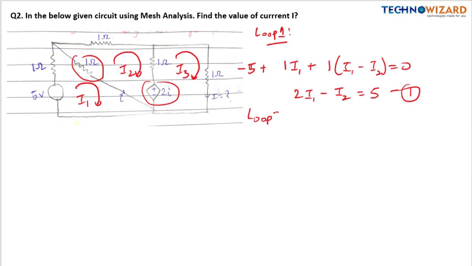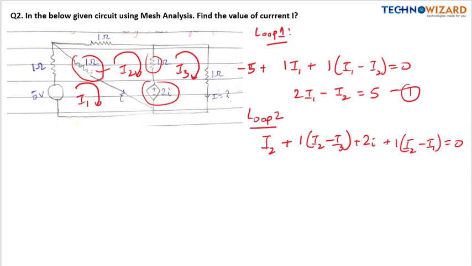Now I am applying KVL in loop 2. In loop 2, 1 I2 plus, in this I2 minus I3 is flowing, so 1 of I2 minus I3 plus 2I, this dependent source I am taking as it is here, plus 2I, and this again here 2 currents are flowing, so 1 of I2 minus I1, which is equal to 0. From here you will get minus I1 plus 3I2 minus I3 plus 2I is equal to 0. This is the second equation.